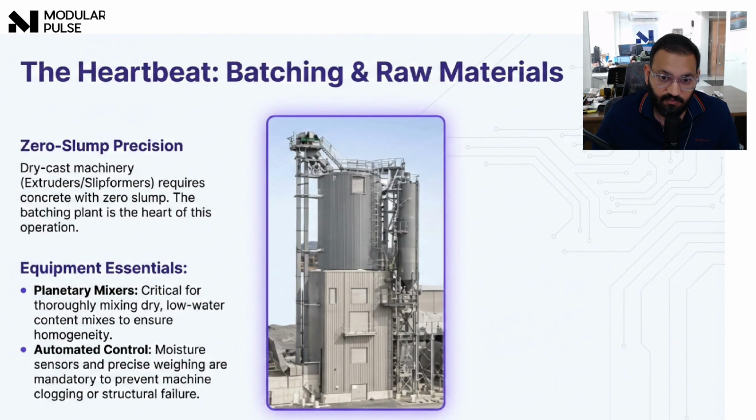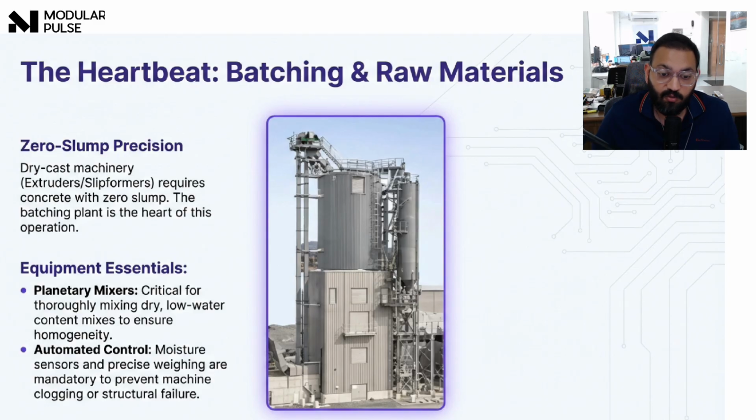If you ask what the most important system in a precast factory is, the answer is simple: the batching plant. Every product depends on the quality of concrete, and the concrete quality depends on accurate batching. In precast production, especially dry cast, even a small moisture variation can cause major problems. That's why batching systems are highly controlled. They manage cement quantity, aggregate grading, moisture correction, and admixture dosing.